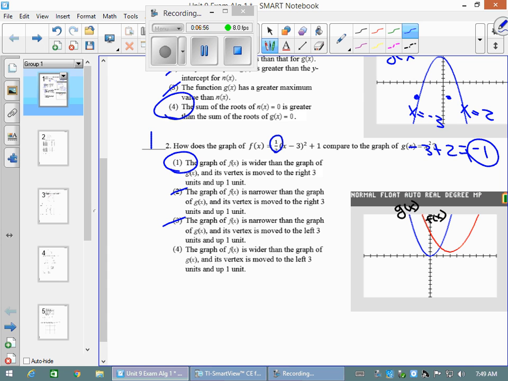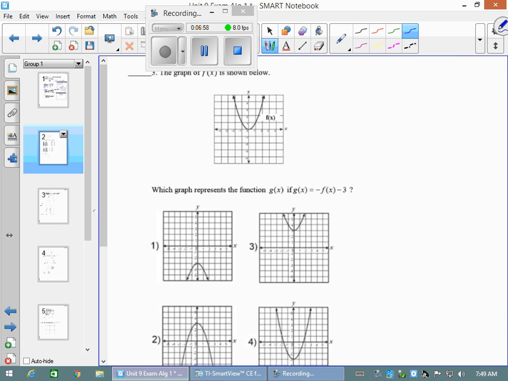Question 3. We're given the graph of f of x, and we want to know which function represents g of x. And this time, our translation is written in function notation. Okay, so you have to know this negative out here means a reflection over the x-axis, and this value means vertical shift down 3. So the graph that would match that would be choice.